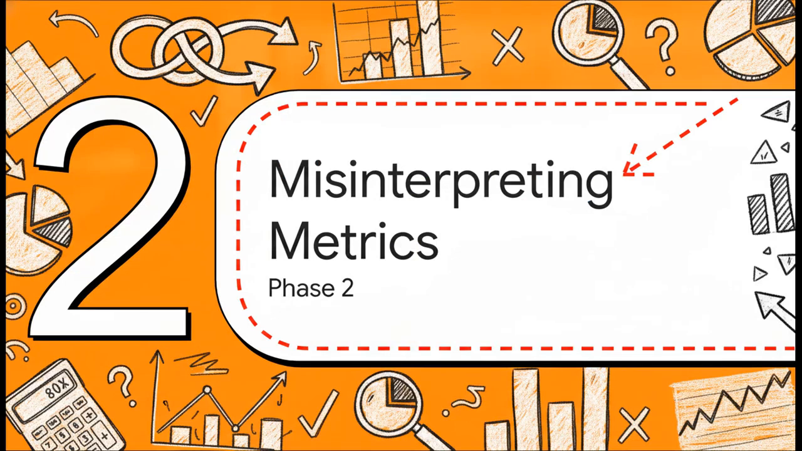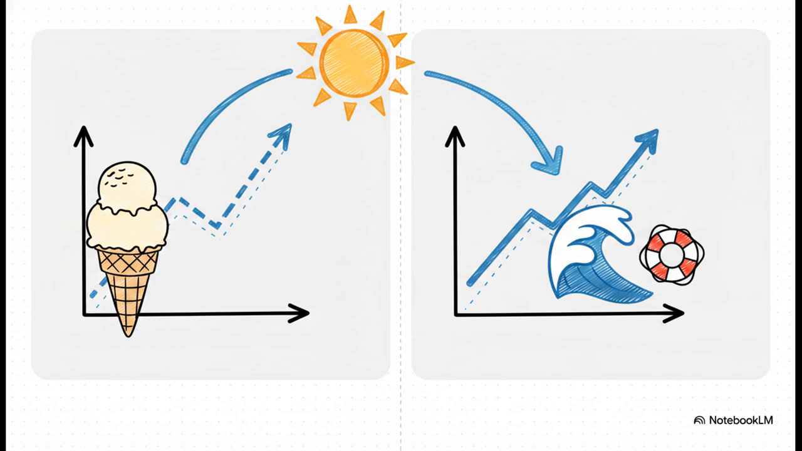All right, moving on to phase 2, misinterpreting the metrics. This is where we actually start crunching the numbers, and it's exactly where mistakes 4, 5, and 6 can completely derail your logic. Mistake number 4 is probably my favorite because it's just so common. Confusing correlation with causation. Take a look at these 2 ideas side by side.